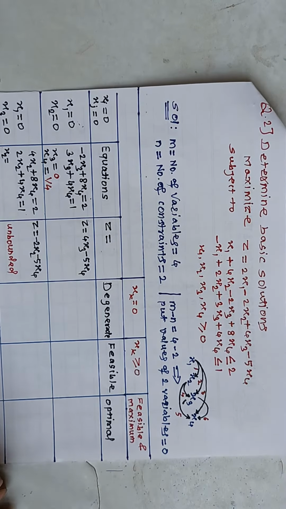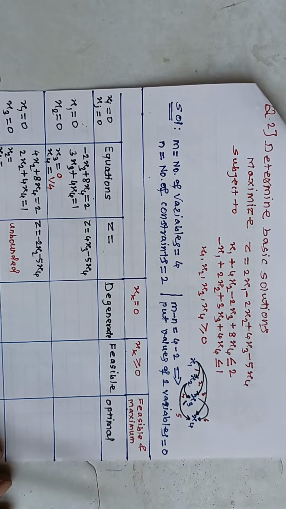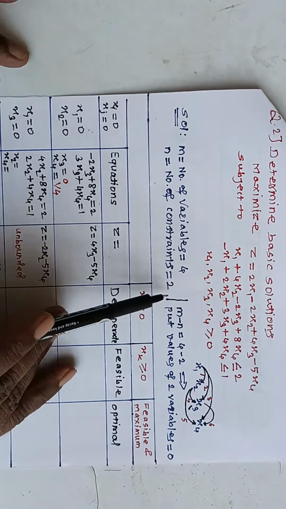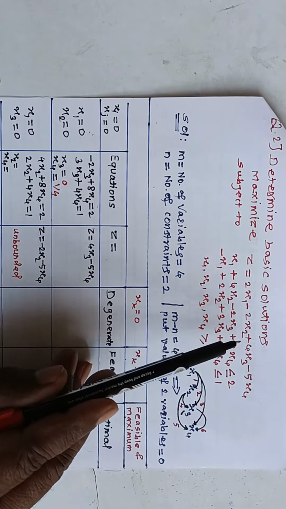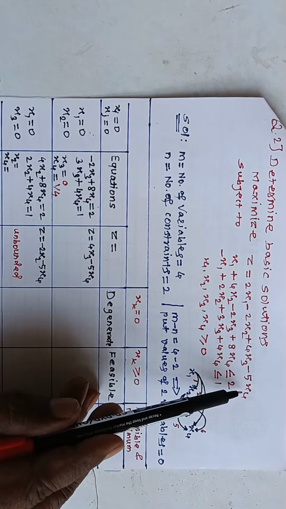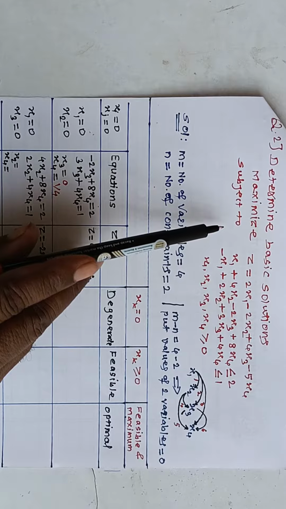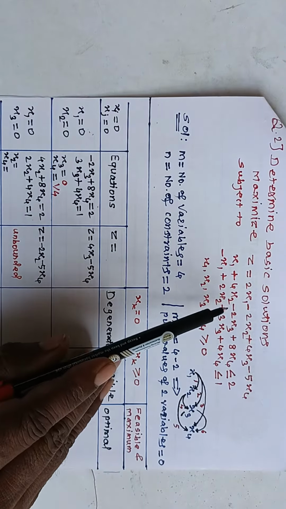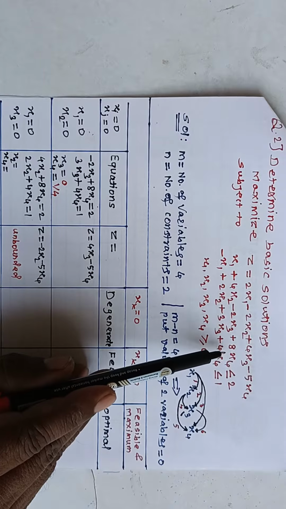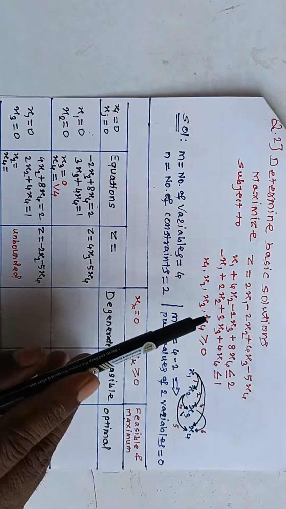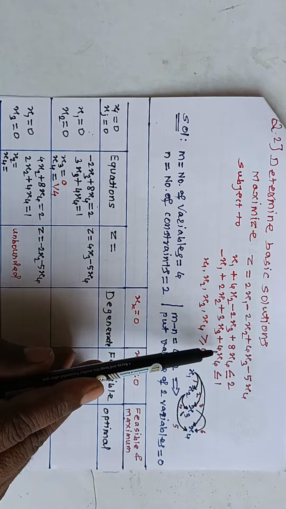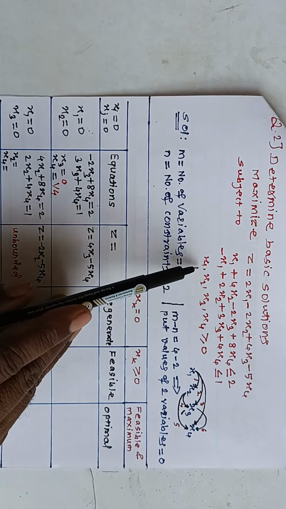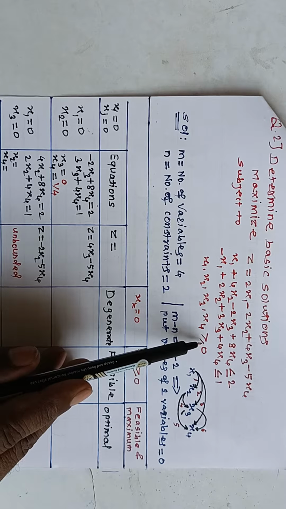Okay. Determine basic solutions for the given linear programming problem. Maximize z is equal to 2x1 minus 2x2 plus 4x3 minus 5x4. Subject to these constraints, there are only two constraints: x1 plus 4x2 minus 2x3 plus 8x4 less than or equal to 2, minus x1 plus 2x2 plus 3x3 plus 4x4 less than or equal to 1, and these are restrictions. All four variables are greater than or equal to 0.